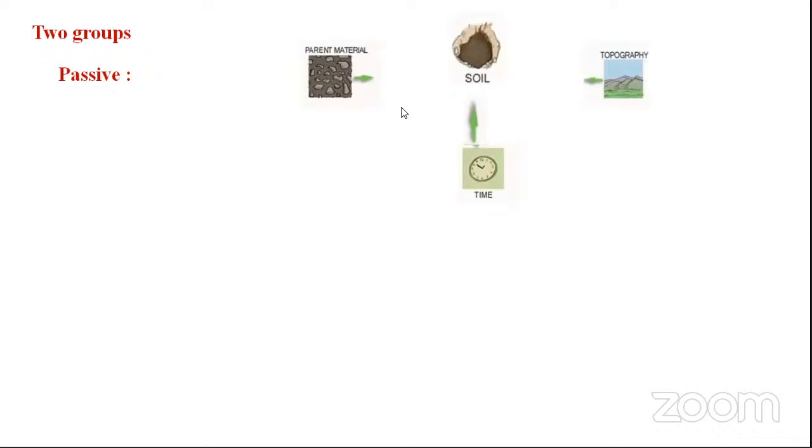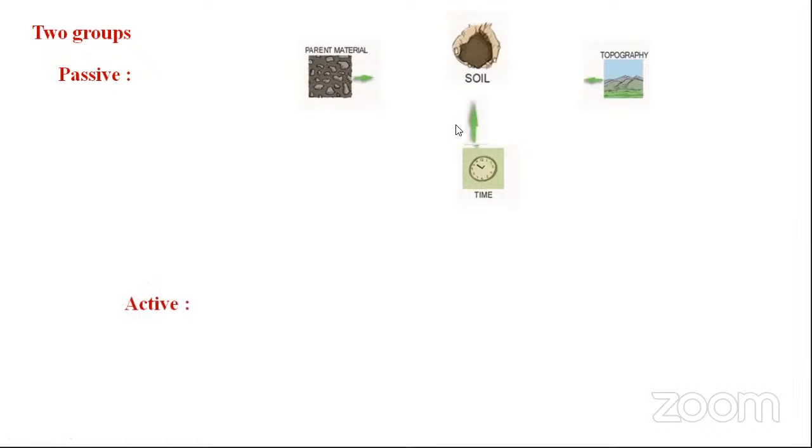Two groups in that. Passive forming factors. What are they? Passive forming factors are parent material, time, and topography. These are the passive soil forming factors. Please remember, students, parent material, time, and topography are the passive soil forming factors.